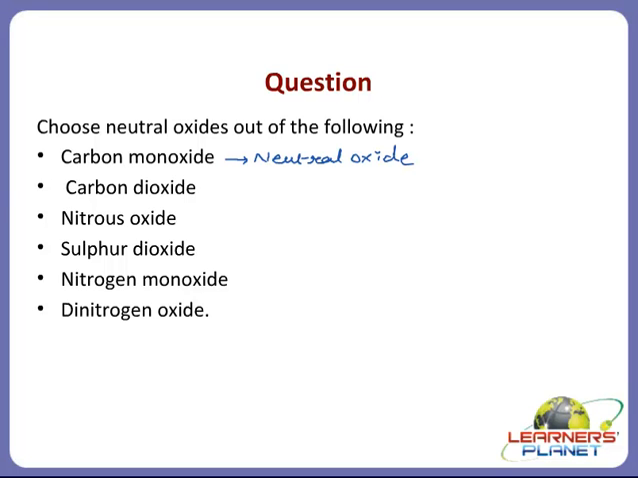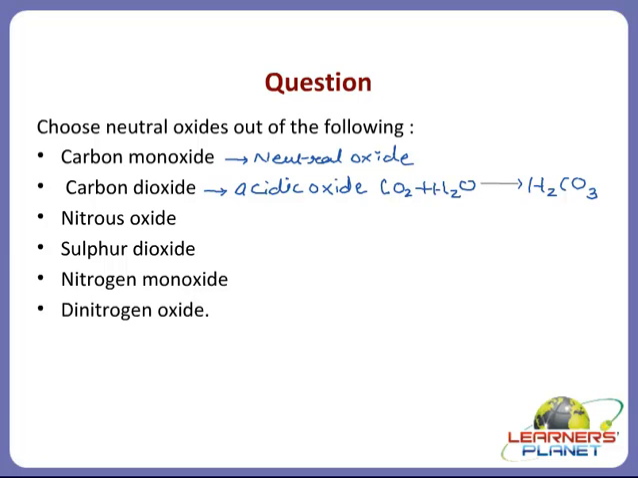Carbon dioxide, what type of oxide is it? It is an acidic oxide. Now as it is an acidic oxide, it should turn the color of litmus to red. And why is it an acidic oxide? Because CO2, when dissolved in water, forms H2CO3, that is carbonic acid. So it is an acidic oxide.